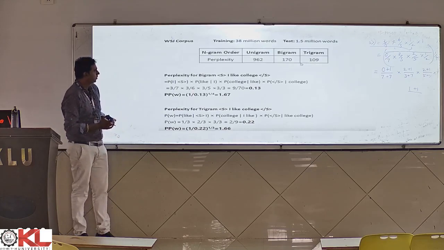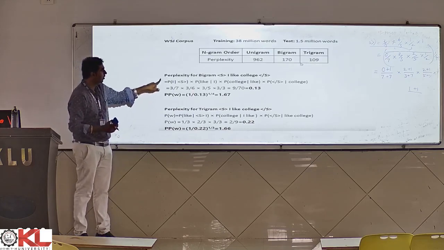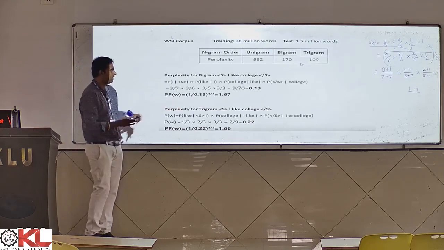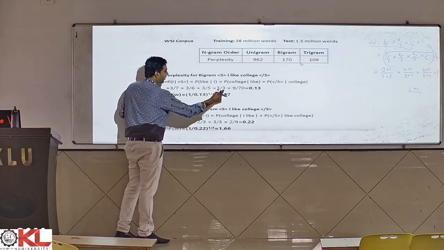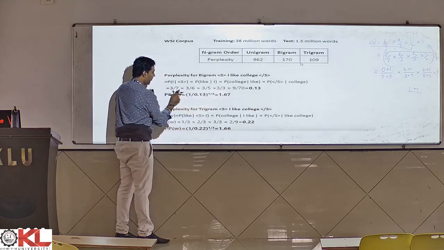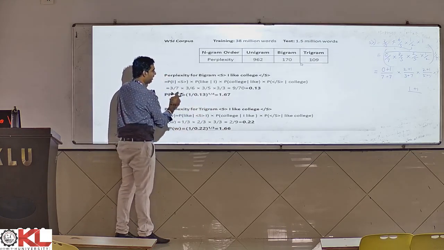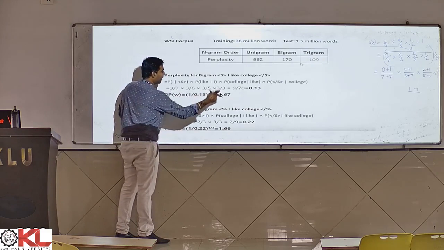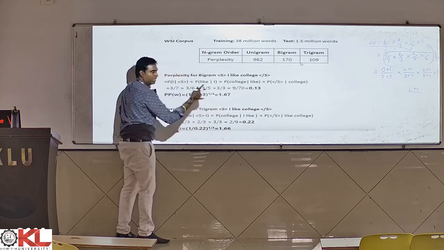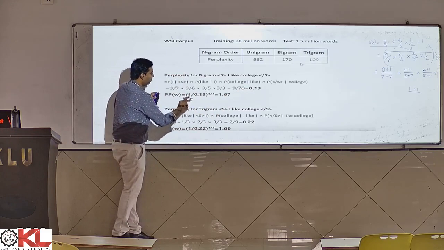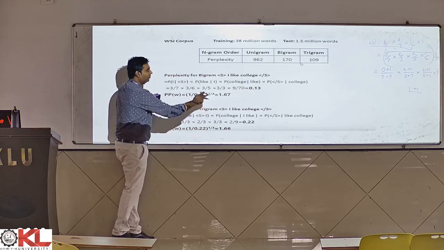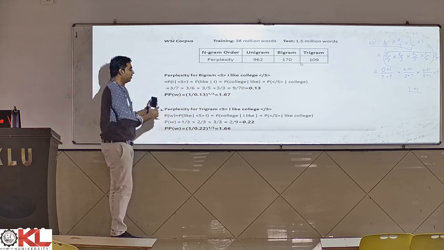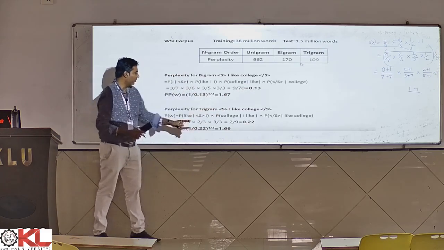So this is the example of how we find the perplexity. As I already told, 4 individual probabilities are there. After finding that, it is 0.13. Take the inverse, 1 by 0.13, and you take it 4 times inverse, so it gives the perplexity term.